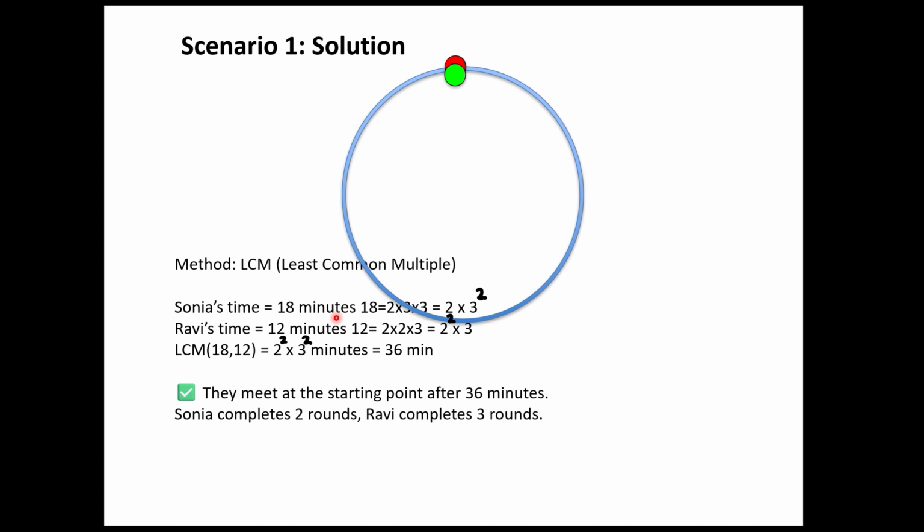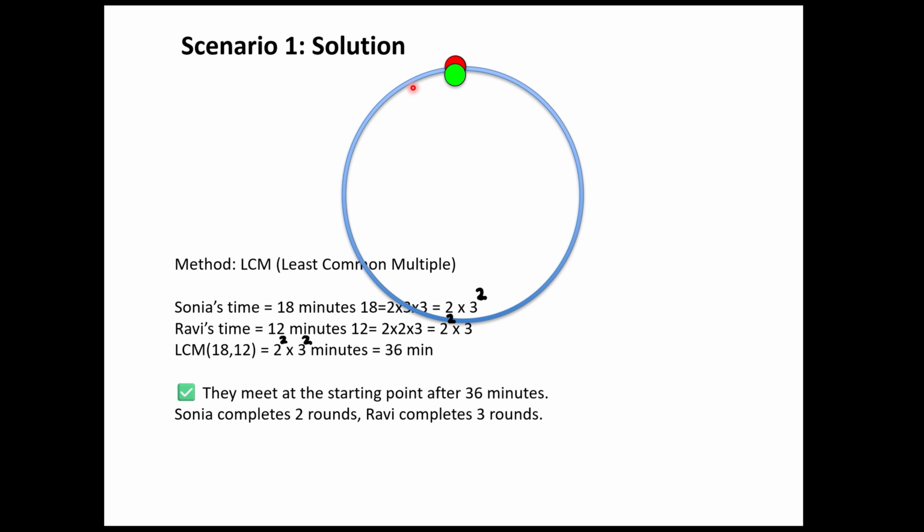Sonia takes about 18 minutes. The factorization for 18 is 2 into 3 into 3, which is 2 into 3 square, and Ravi takes about 12 minutes. The prime factors for 12 are 2 into 2 into 3, that is 2 square into 3. So the least common multiple for 18 and 12 will be 2 square and 3 square, because for each prime number we take its maximum power value. Here 2 into 3 square gives 3 square, and 2 square into 3 gives 2 square. When we multiply this, we get 36 minutes.